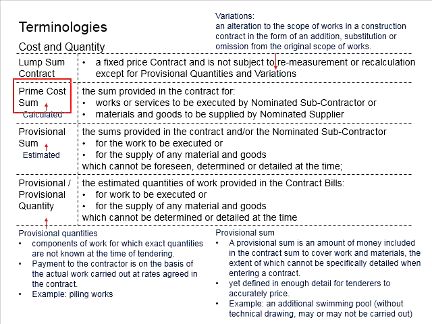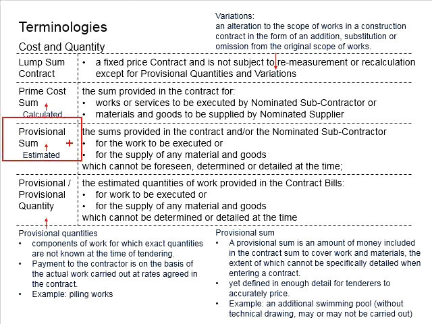Next is the prime cost sum. This is the sum provided in the contract related to the nominated subcontractor and also nominated supplier. The works or services executed by this nominated subcontractor, as well as the materials and goods to be supplied by the nominated supplier, will be categorized under the prime cost sum.